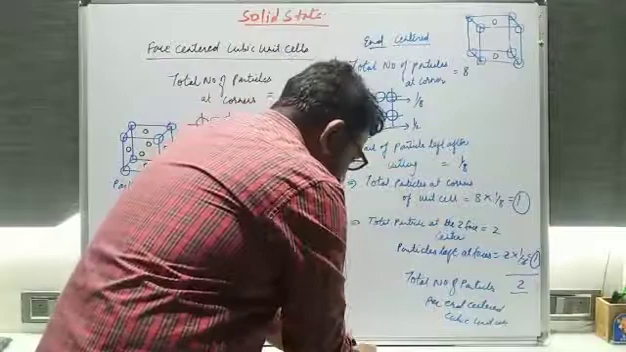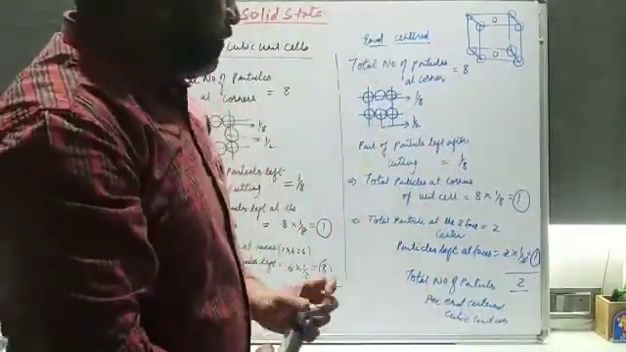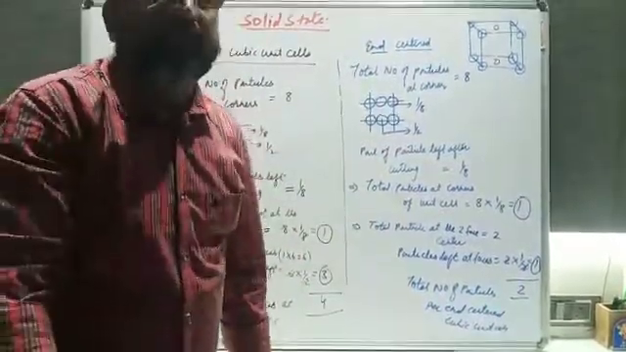Therefore we can say that the total number of particles per end centered cubic unit cell will be equal to 2 particles. Is it fine? So these are the calculations of the number of particles.